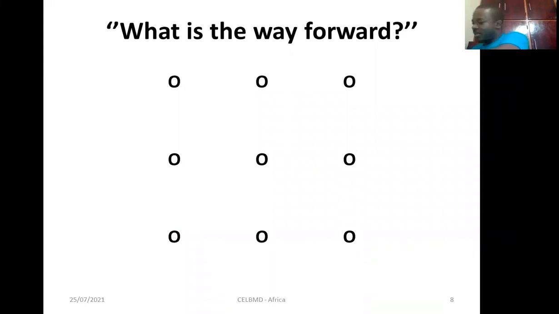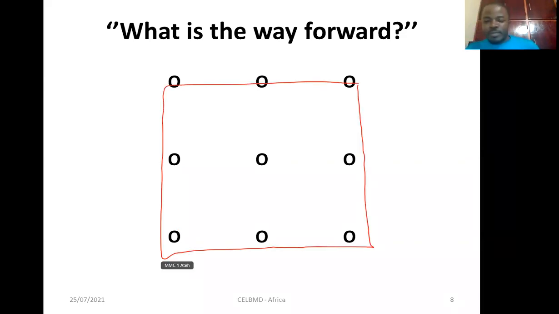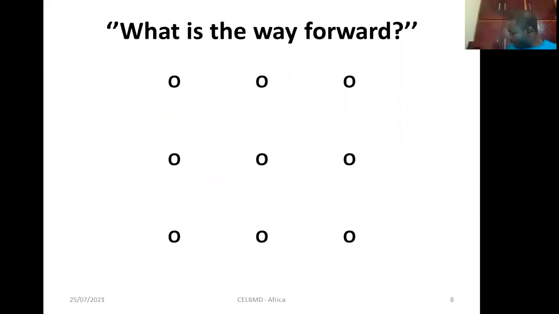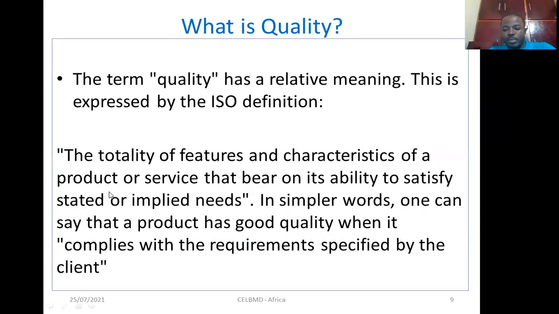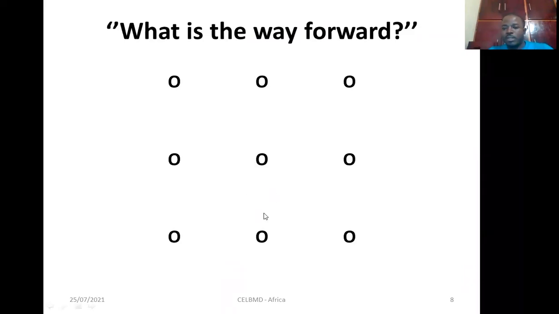Any other attempt? One dot is left out. One dot hasn't been covered. It's left out. Oops, no. One dot is left out.